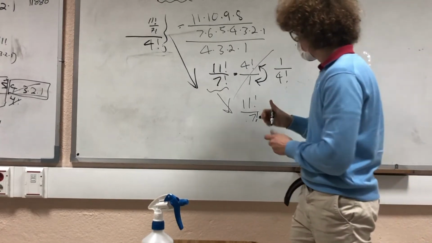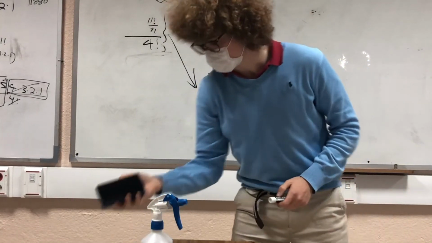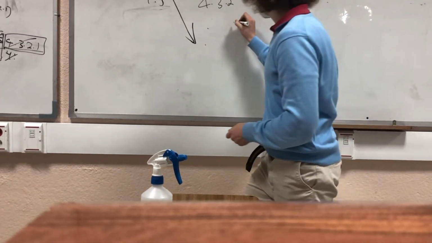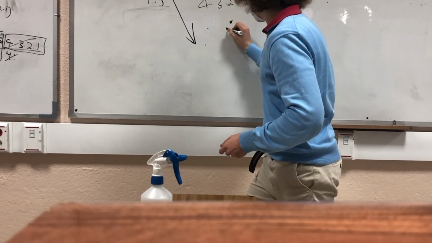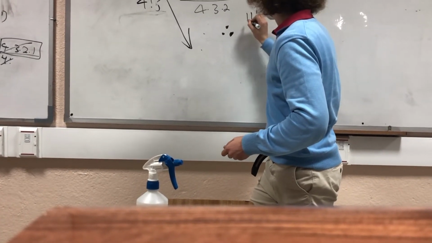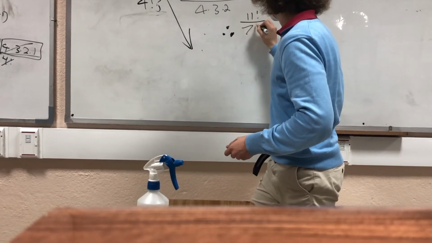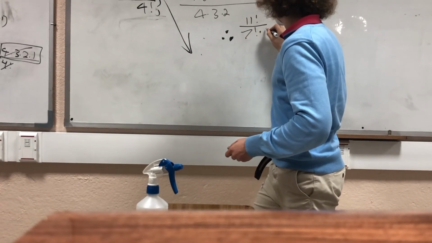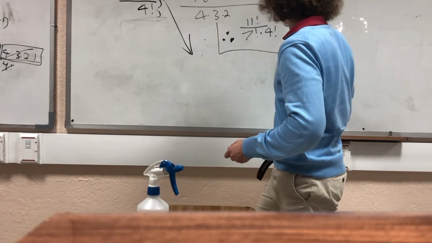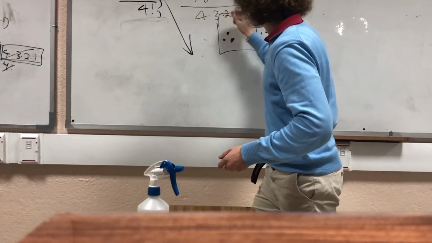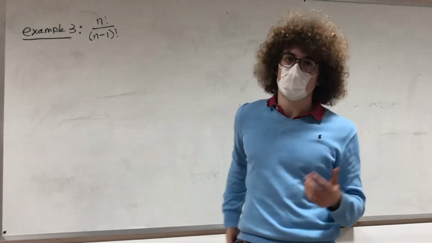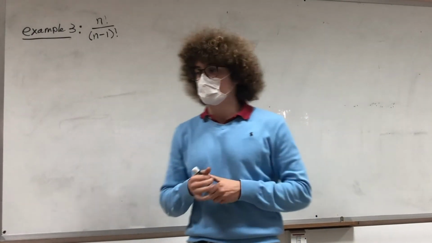And then this is mildly messy, so I will express this in a neater format. Thus, the answer, this means therefore mathematically, is 11 factorial over 7 factorial times 4 factorial. This is our third example of how to simplify factorials in factorial notation.